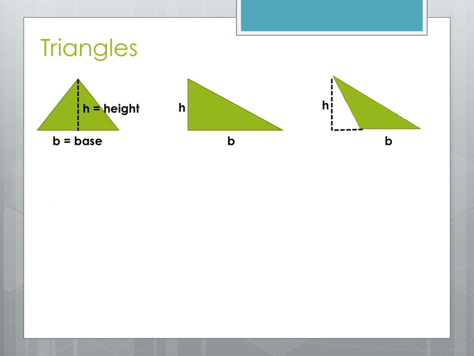Now let's look at triangles. I've drawn 3 triangles here for you because there are several different types of triangles. When finding the area of a triangle, the important measurements are going to be the base of the triangle and the height of the triangle. The formula for area, you may have seen it as 1/2 times the base times the height, but since we're not dealing with fractions in this course, I would suggest writing it as base times height divided by 2.